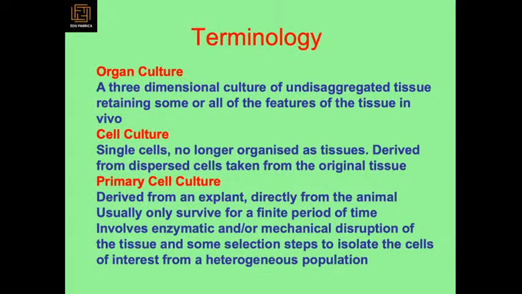Then terminology. A three-dimensional culture of undisaggregated tissue retains some of the features of the tissue in vivo. And in cell culture, single cells are no longer associated as tissues, derived from the dispersed cells taken from the original tissue, or derived from an explant directly from the animal. It usually only survives for a finite period of time, and involves enzymatic or mechanical disruption of the tissue and some selection steps to isolate the cells of interest from the heterogeneous population.